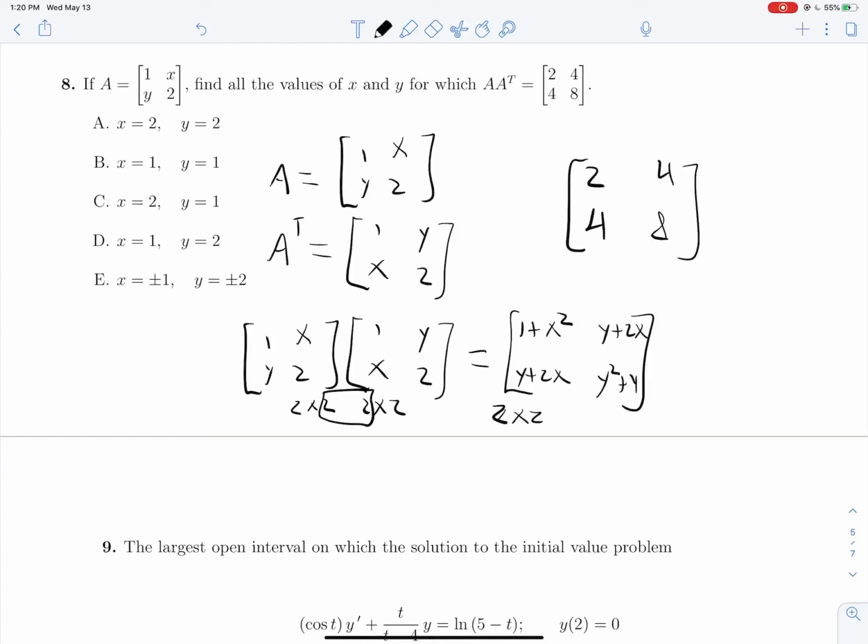Yeah, and you can test it for yourself if you use the other ones. If you use -1 and -2, we're going to get -4s here, which is not what we are looking for. So x is equal to 1, y is equal to 2 is our solution, so 8 is D.